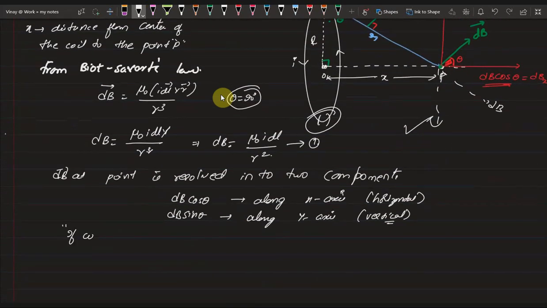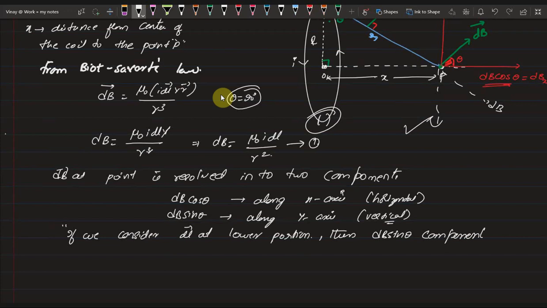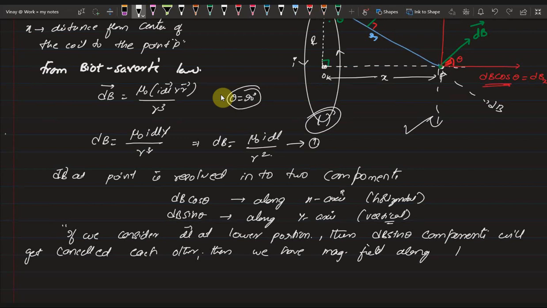So I'm including that point. For example, if we consider dl bar at the lower portion, now if you take dB bar at the lower portion, then the dB sin theta components will cancel each other. Please remember this. The dB sin theta components will cancel each other. Then we have magnetic field along which direction? dB cos theta.